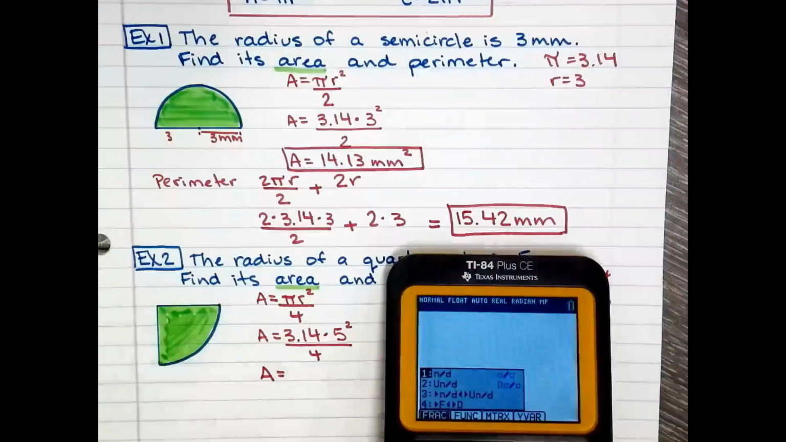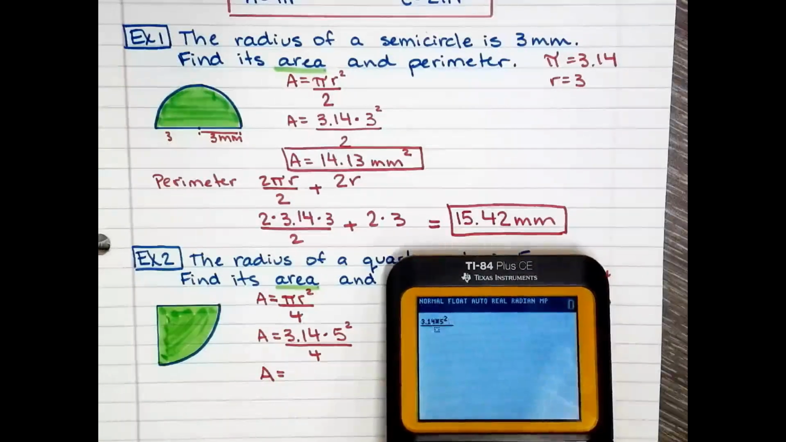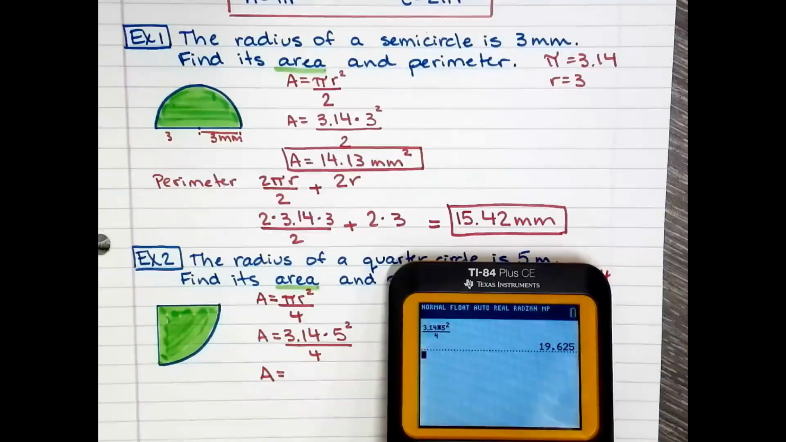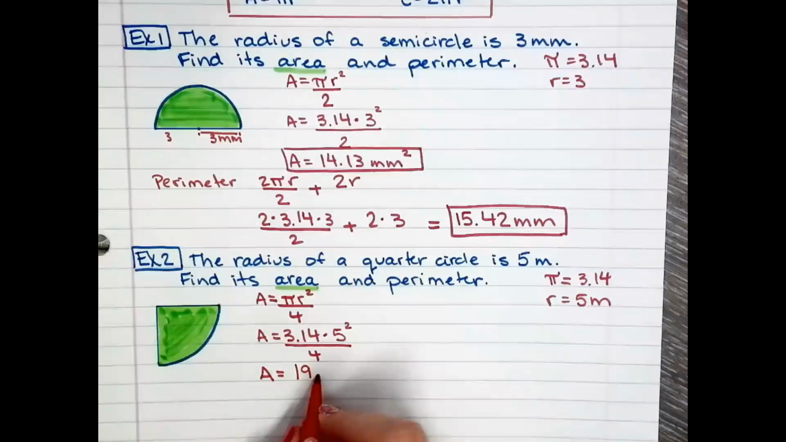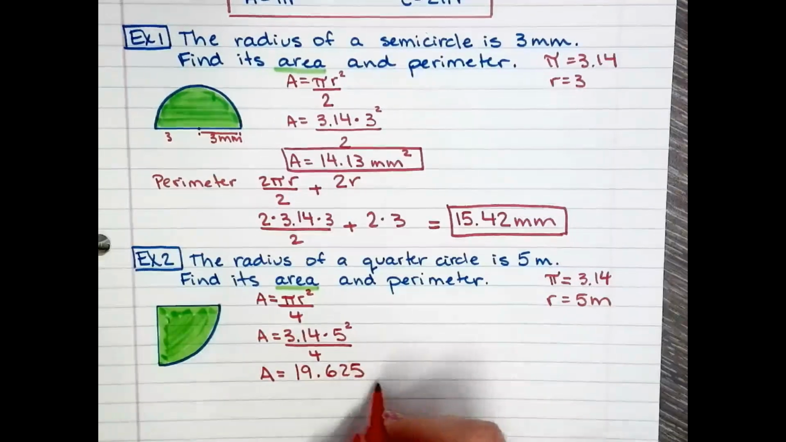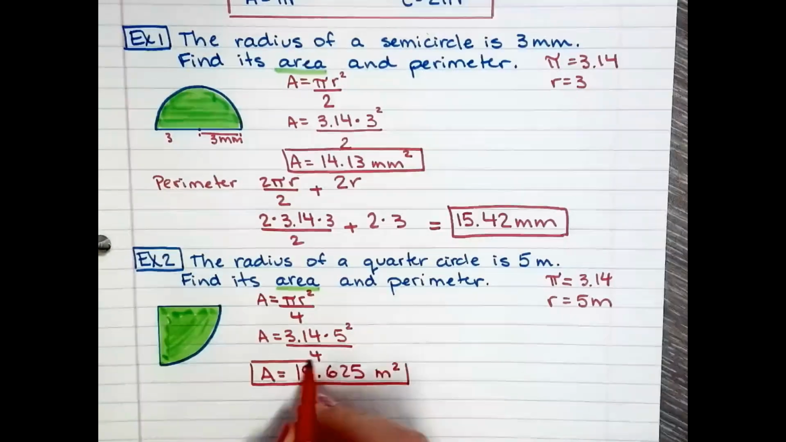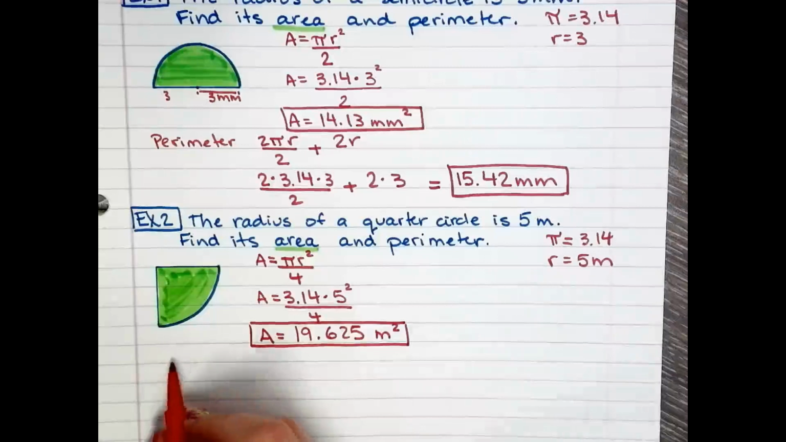Let's put all that in the calculator. So that is the area of this region right there. That's squared meters because we're talking about area. Okay, now the perimeter.